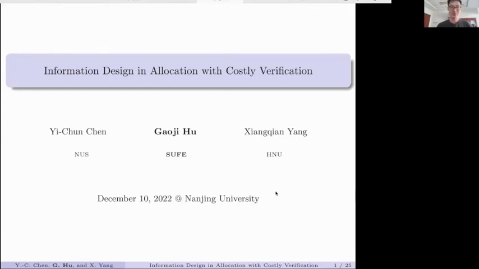Today I'm gonna talk about information design in allocation with costly verification. This is a joint work with Yi Chunchen from National University of Singapore and Xiang Qianyang from Hunan University.